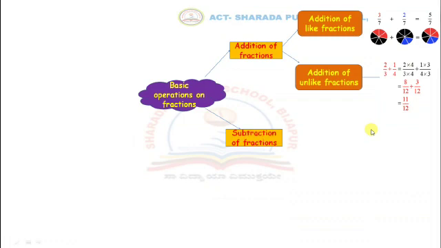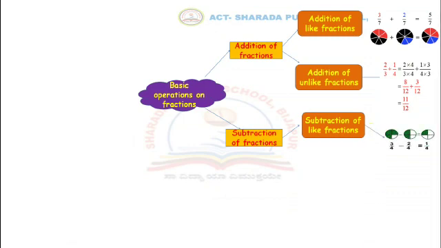Subtraction of fractions. Subtraction of like fractions. For example, 3 by 4 minus 2 by 4. Common denominator is 4. I need to subtract 3 minus 2. 3 minus 2 means 1. 1 by 4 is the answer.